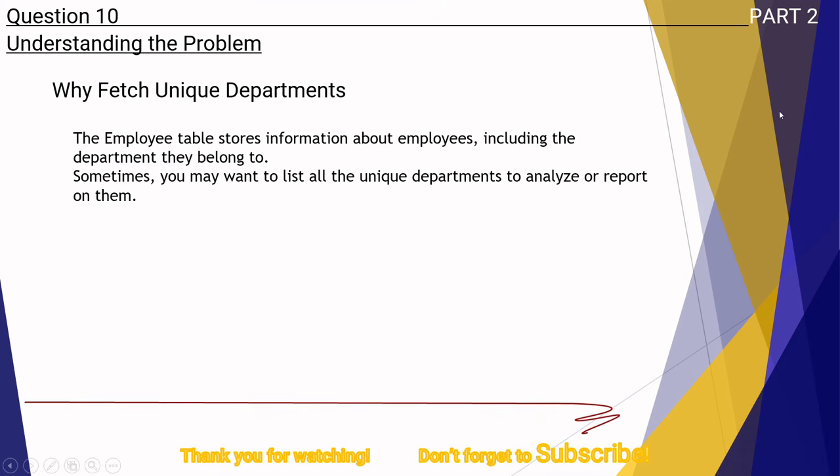In an employee table, you might have multiple employees in the same department, and if you want to get a list of unique departments, you need to filter out the duplicates. This is common in reporting or when analyzing department-wise data.